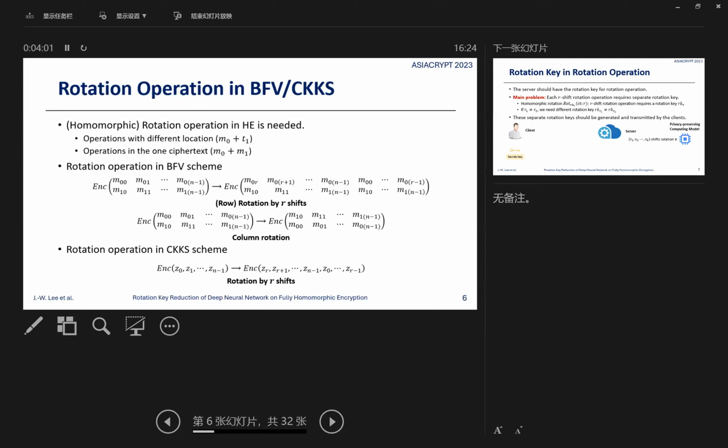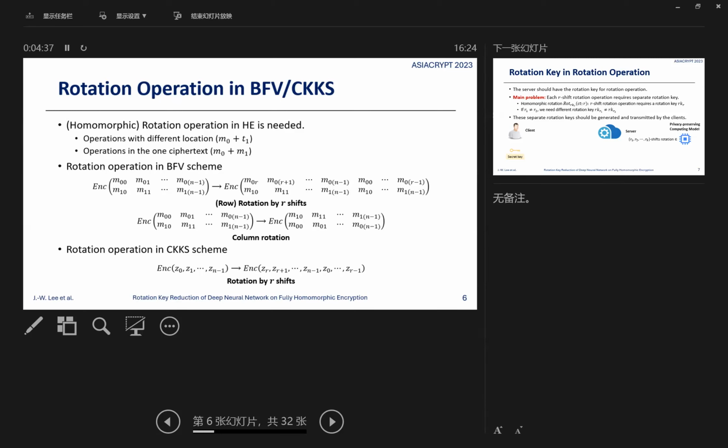The reason why we need the rotation operation is like this. We need operations with different locations. The different location means, for example, M0 plus T1. M0 means the first element in the first ciphertext, and T1 is the second element in the second ciphertext. But the homomorphic addition only adds the first element and the first element in the different ciphertexts.